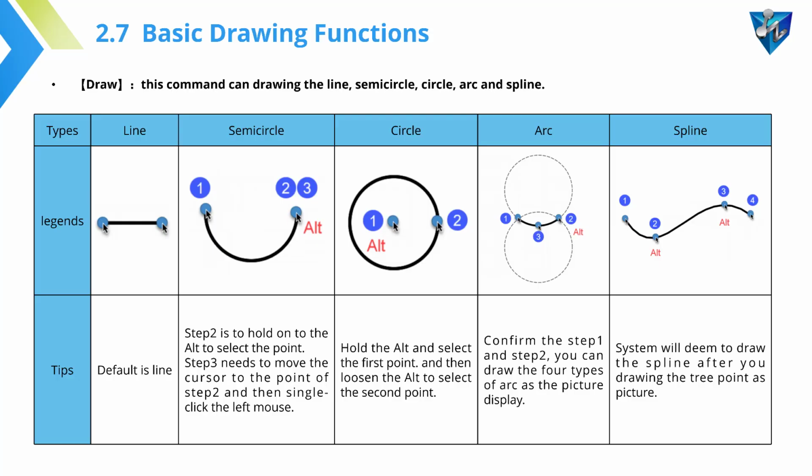For the spline, you can see from these pictures, you can right-click the mouse to select the first point, and press Alt to select the second and third point, and then loosen Alt to select the fourth point. Let me show you in ZW3D.